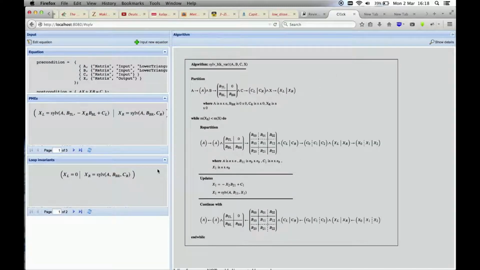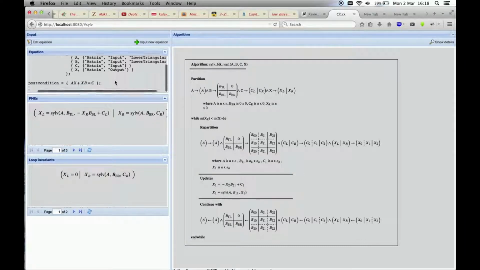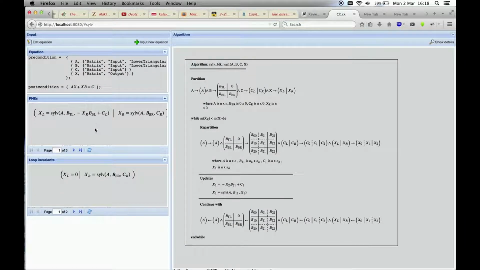The equation was a little bit more complicated, so it took a little bit longer. Here you go. This is the definition of the input, the precondition and postcondition. Now the important thing to notice is that we don't have only one partition matrix expression, but we have three of them. For the first one we identify two loop invariants.